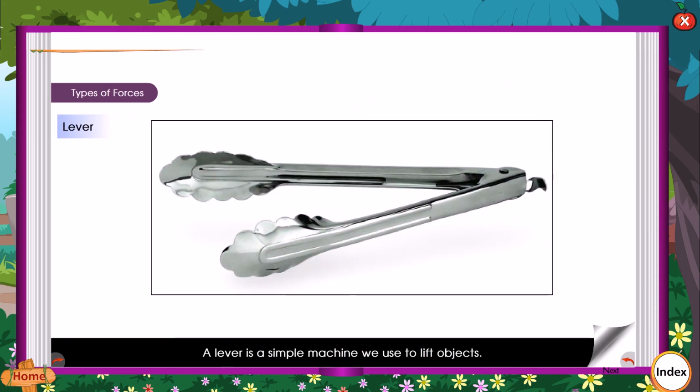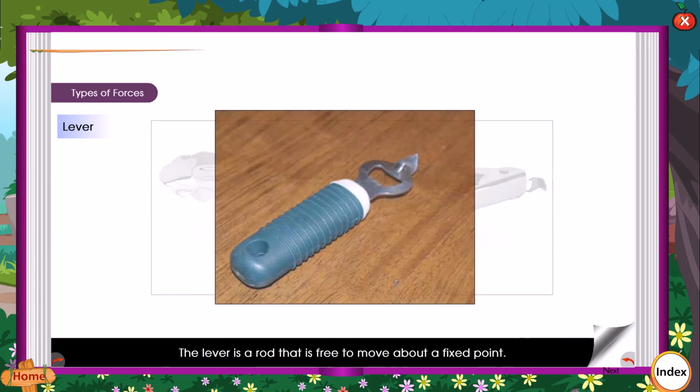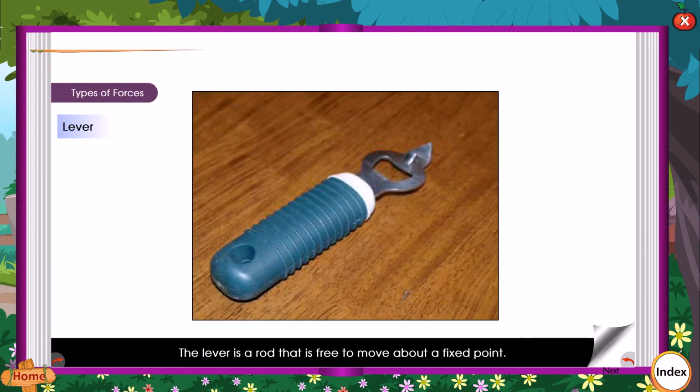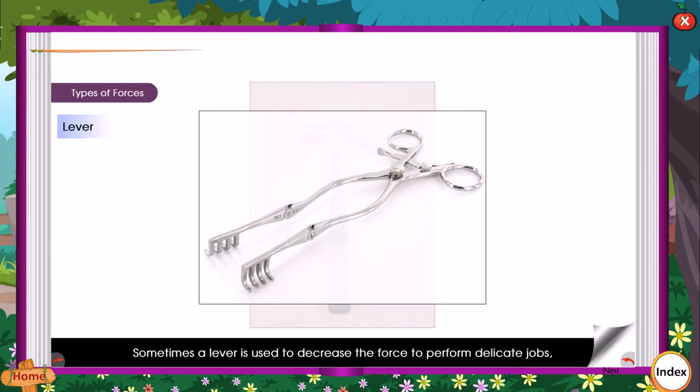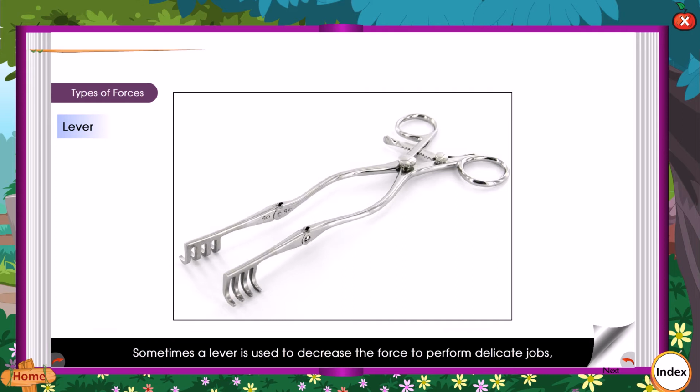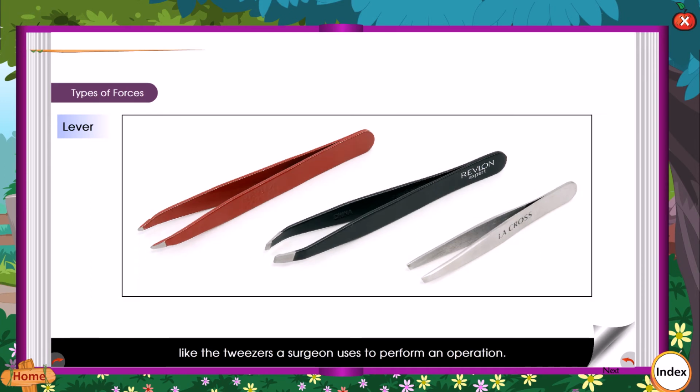Lever. A lever is a simple machine we use to lift objects. The lever is a rod that is free to move about a fixed point. It is used to increase the force applied by us. For example, a long bar is used to move a boulder. Sometimes a lever is used to decrease the force to perform delicate jobs, like the tweezers a surgeon uses to perform an operation.